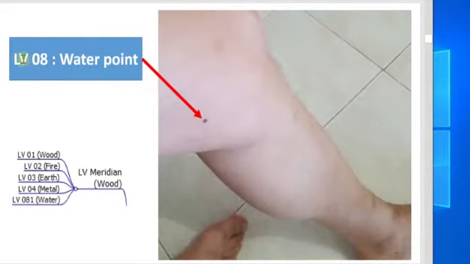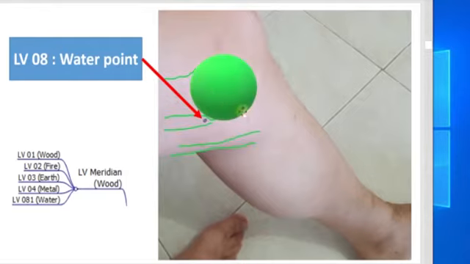The next one is the water point, LV8, here. It seems like there's a bone head here. The bone looks like this way and this way. And here also a tendon, looks like that. So it's a shallow point here. This line is another tendon. Later we will learn about the kidney.